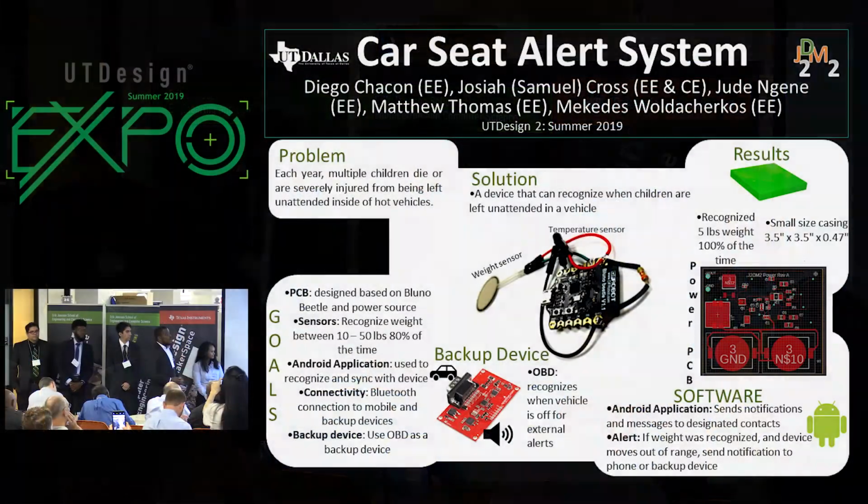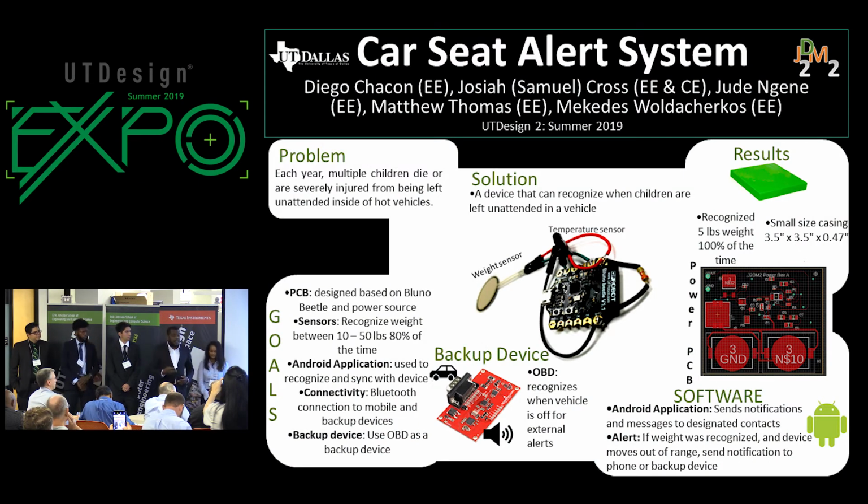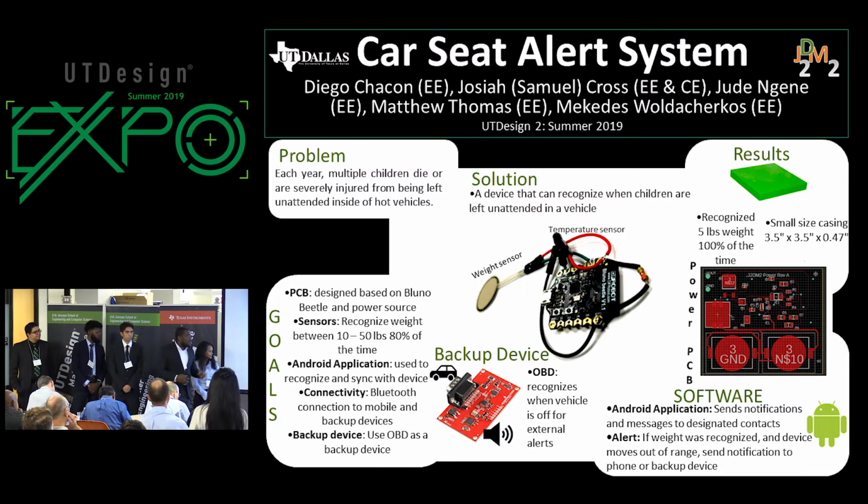The way this system works, it comprises three main systems: the unit that goes on the car seat, the phone application, which is installed on the Android platform, and the car OBD device, which acts as the emergency fail-safe system. All these three systems communicate with each other via Bluetooth technology, and they are all input and output devices. So they take information and give out information.